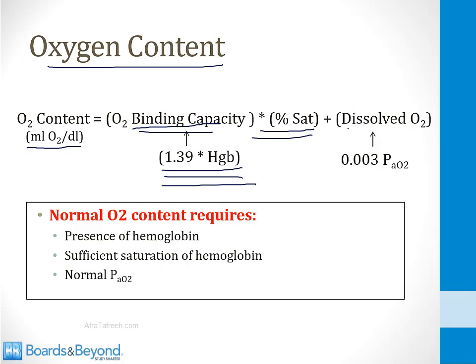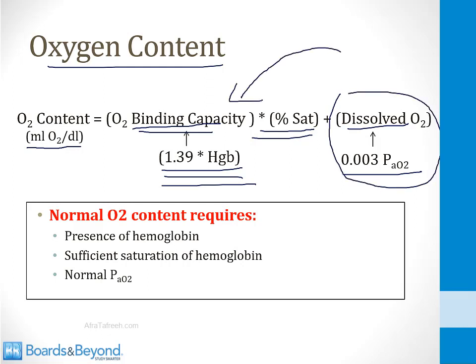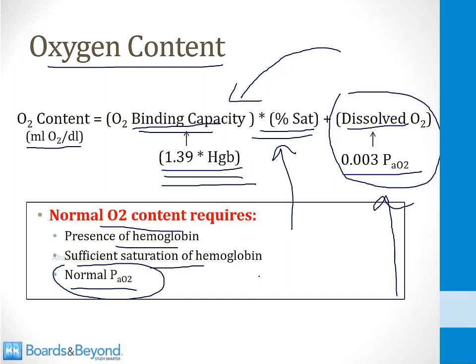And then finally, we add the dissolved oxygen amount, which is equal to 0.003 times the PaO2. This is a very small amount of oxygen. Our bodies have evolved hemoglobin so that we can carry much more oxygen than we could if we were only able to carry the amount that dissolved into the blood. So the bottom line here of this equation, what you need to understand to answer step one questions, is that normal oxygen content requires the presence of adequate hemoglobin, a sufficient saturation of hemoglobin, and then finally a normal PaO2, because remember, the PaO2 not only determines this portion of the equation, it also determines how much saturation you will have of hemoglobin.